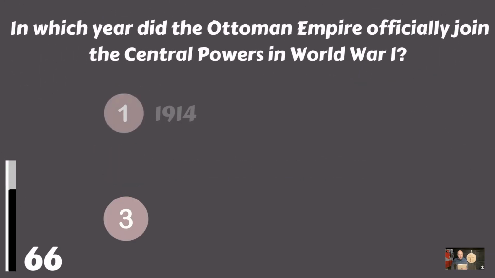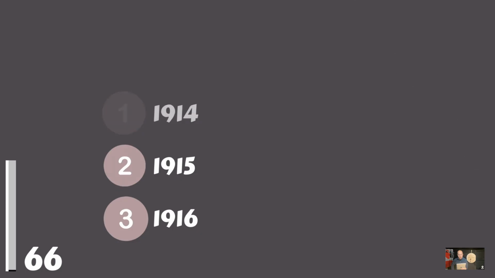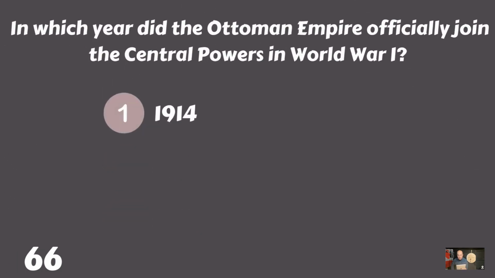In which year did the Ottoman Empire officially join the Central Powers in World War I? Was it in 1914? Was it in 1915? Or was it in 1916? The Ottoman Empire officially joined the Central Powers in 1914.